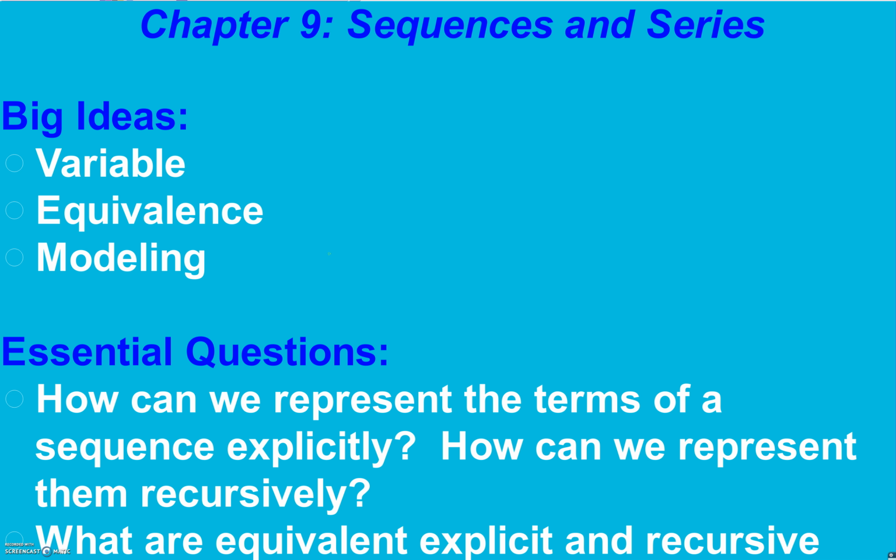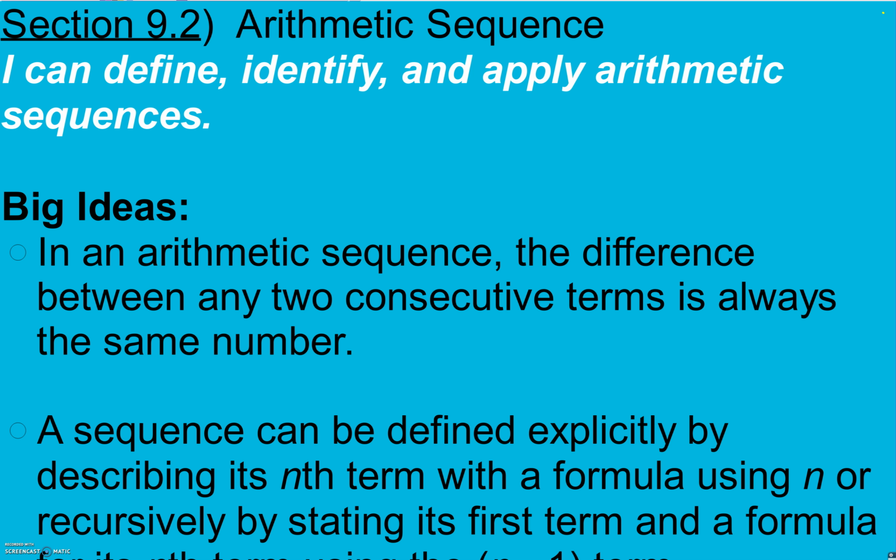Big ideas here are, in these sequences, the difference between any two consecutive terms is always the same number. So the big thing there is difference, which means the amount we add or subtract is always the same number. A sequence can be defined explicitly by describing its nth term with a formula using n, or recursively by stating its first term and a formula for the nth term using the n minus 1 term.